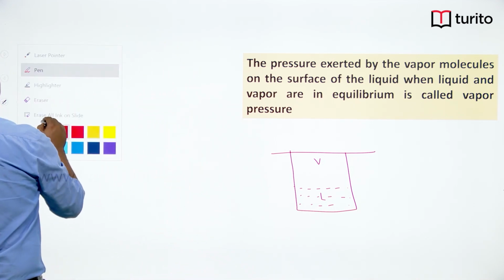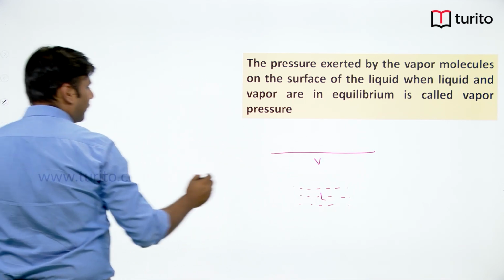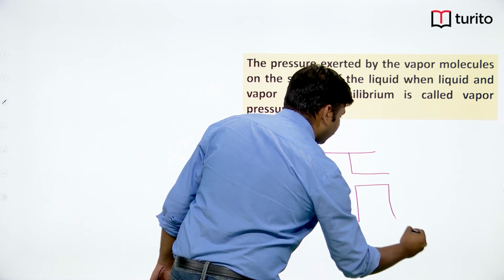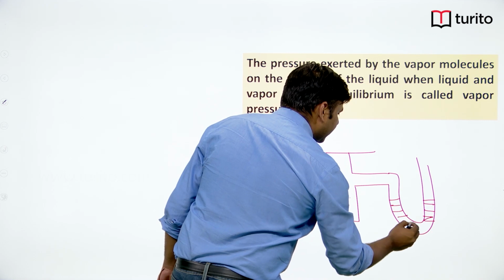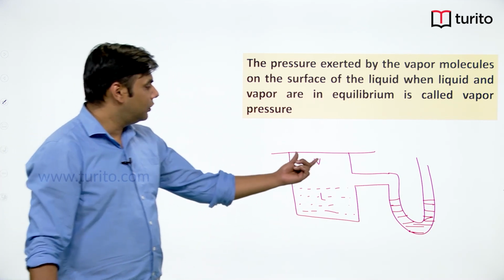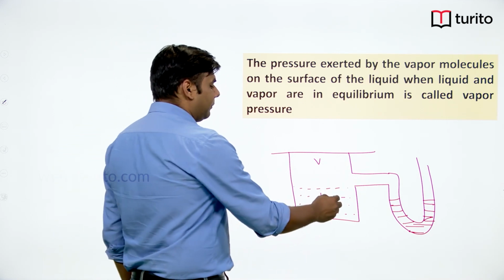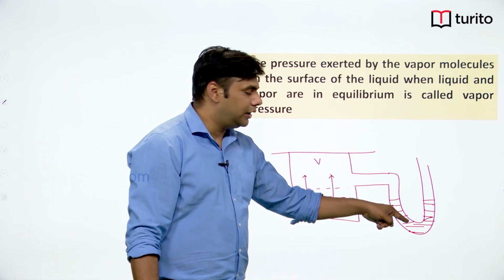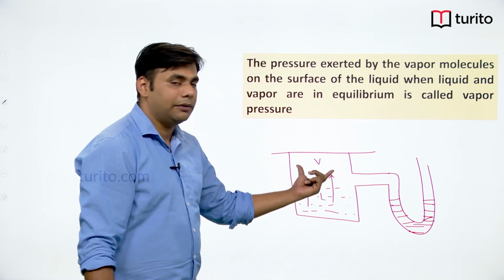So let me just show it over here. If I connect this with a manometer, suppose this is the manometer filled with mercury. Initially we will make sure that the entire container is evacuated, there is no gas molecule over here. So initially there would be no pressure recorded. As soon as the vapor starts forming, it escapes from the surface of the liquid and exerts some pressure, and the mercury would rise from here. The mercury level would keep on increasing, indicating that some vapor is being formed.